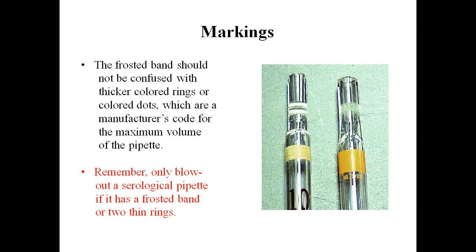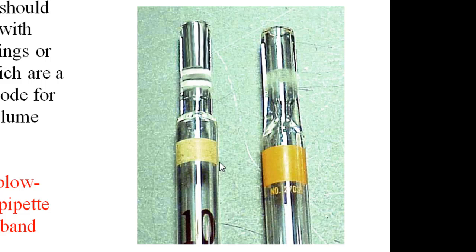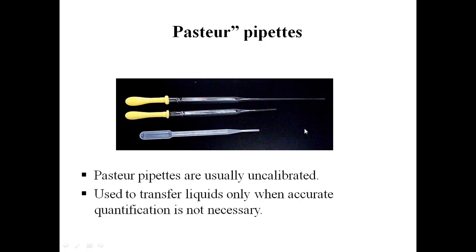This is a similar marking. In this pipette you can see the frosted marking, and this one has two colored rings. Both of these markings have the same meaning, but remember, only blow-out or serological pipettes have a frosted band or two rings. It is a frosted band and it is two rings. The meaning of both is the same.